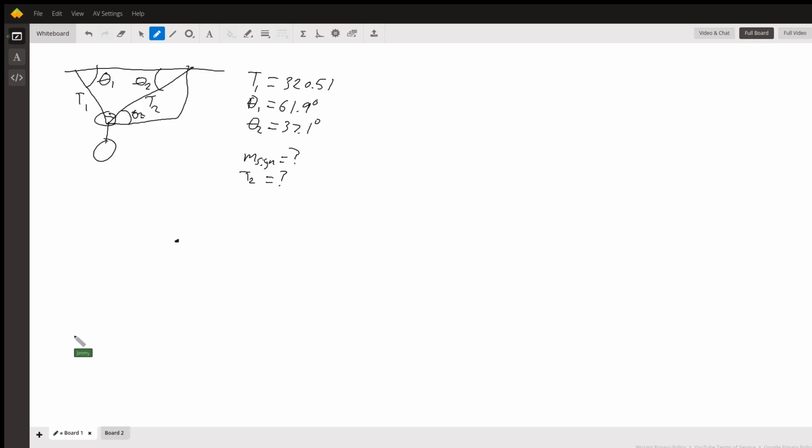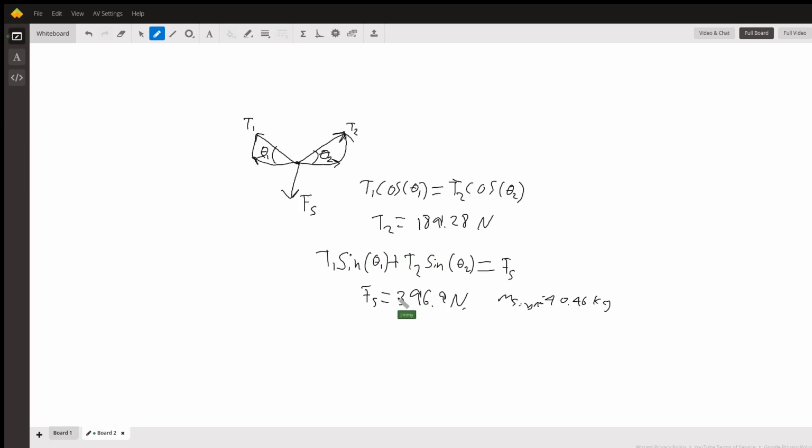So if we look back, you'll see here, we have a tension 1 up this way, 320 newtons, and then T2 ends up being a little bit smaller, and as you can imagine, this is because it's a little bit more vertical. This rope is having to pull a little bit harder because it's so much shallower. This angle is much smaller, so it's having to pull a little bit harder to make an equal force here. And you end up with a 40.46 kilogram sign and tension in rope 2 being 189 newtons.